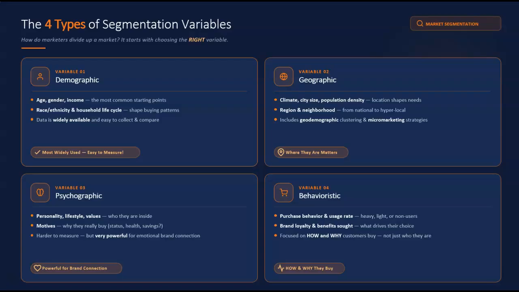Behavioristic is purchase behavior and usage rate: heavy, light, or non-users. And then brand loyalty and benefits sought, what drives their choice. It focuses on how and why customers buy, not just who they are.